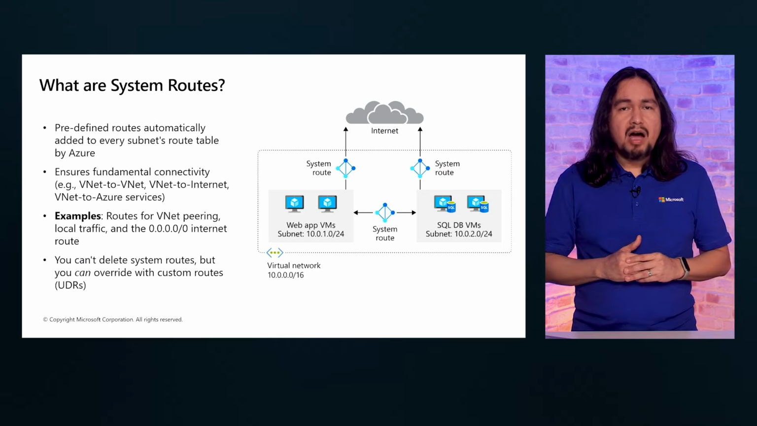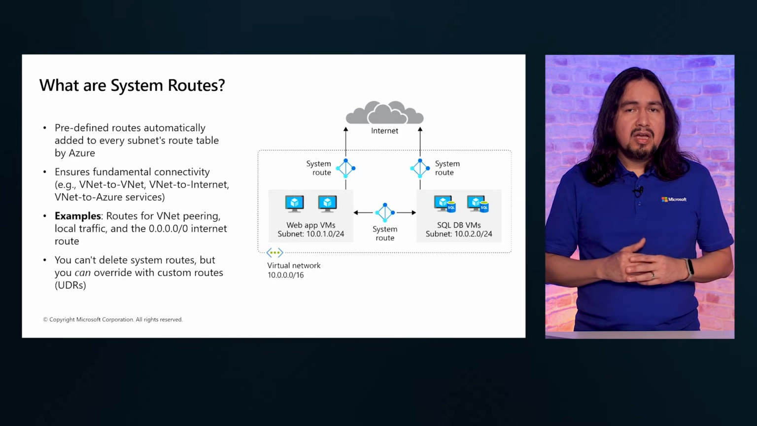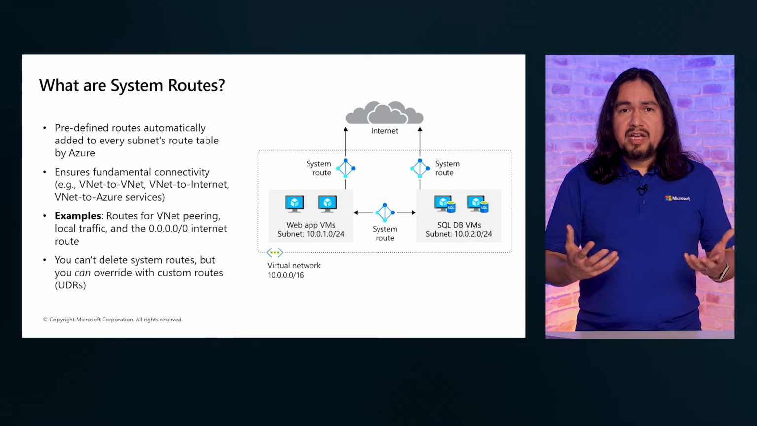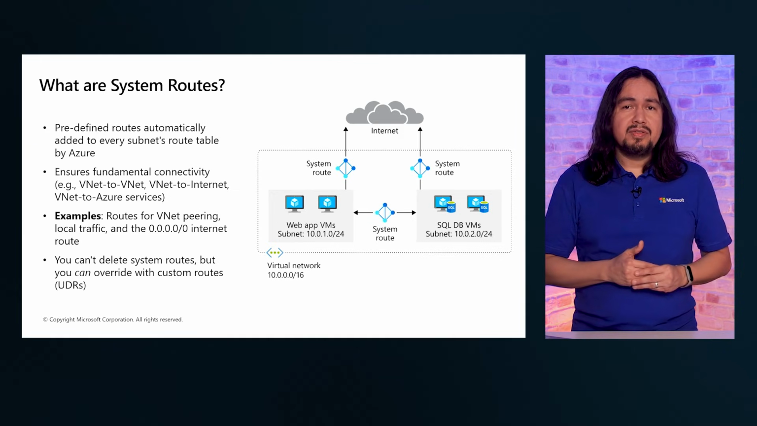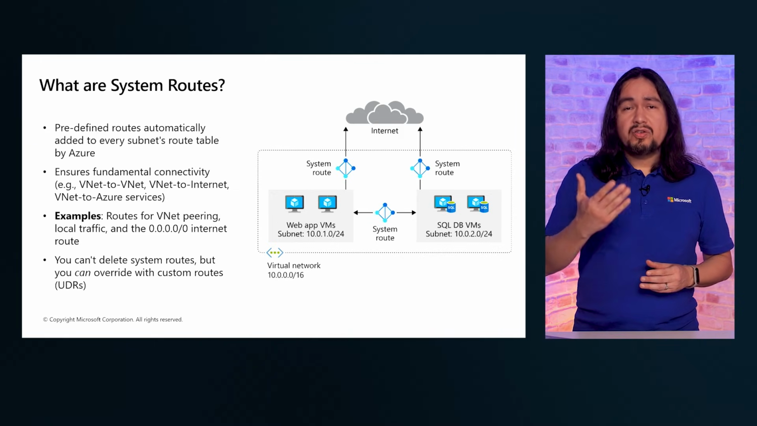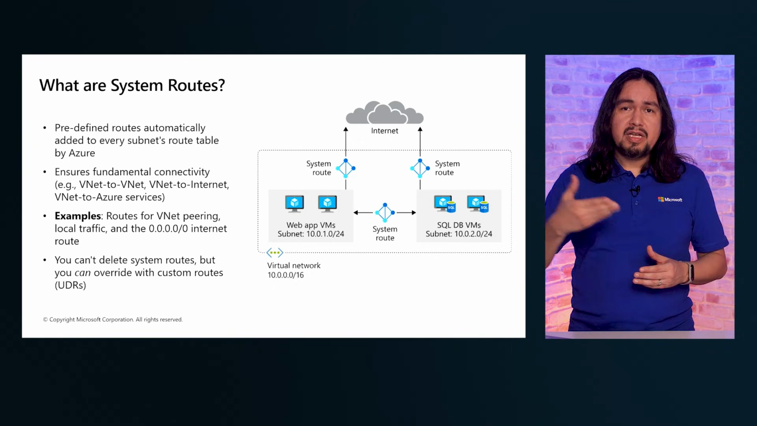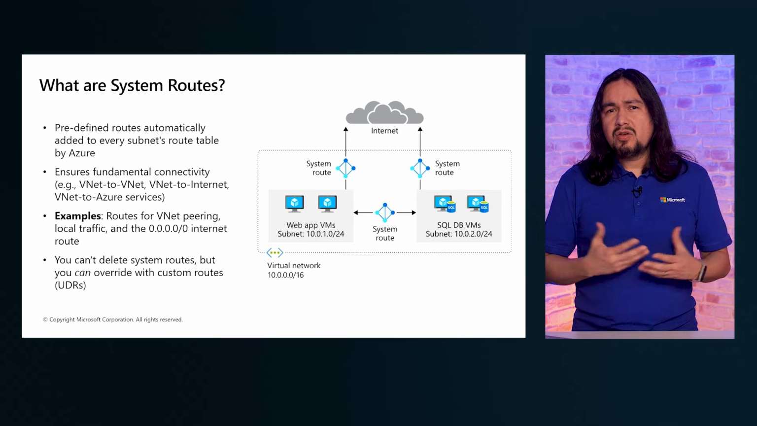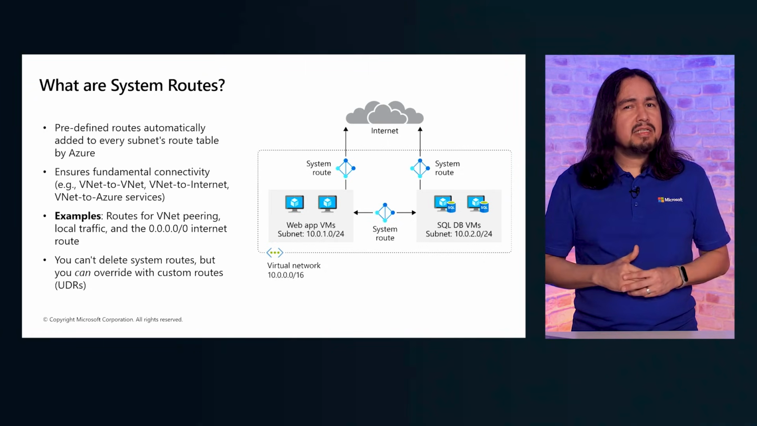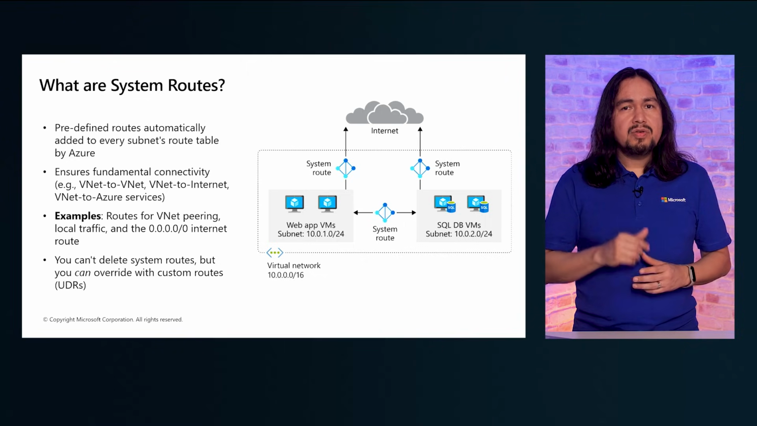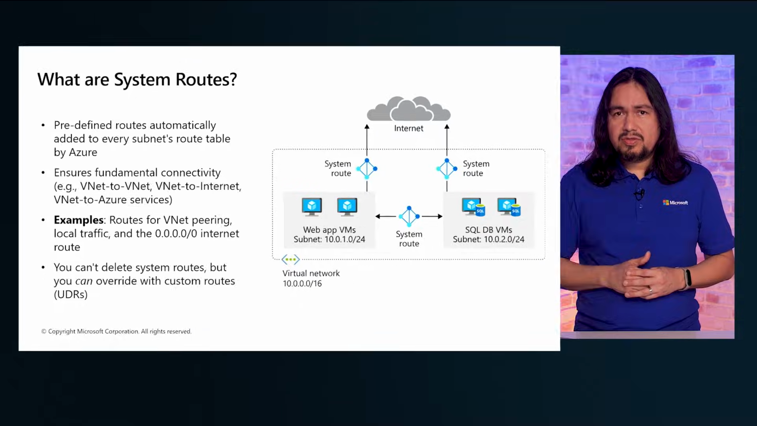System routes are automatically added to every subnet's route table. When you create your virtual network and define your address space, it is added to that system route. When you create a peering, the address space from the other virtual network also gets added to that system route. You also have a system route to go out to the internet. You cannot delete system routes though, but you can override them with user-defined routes.